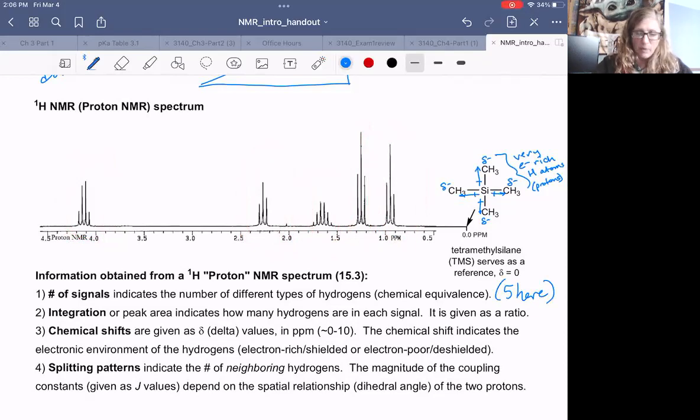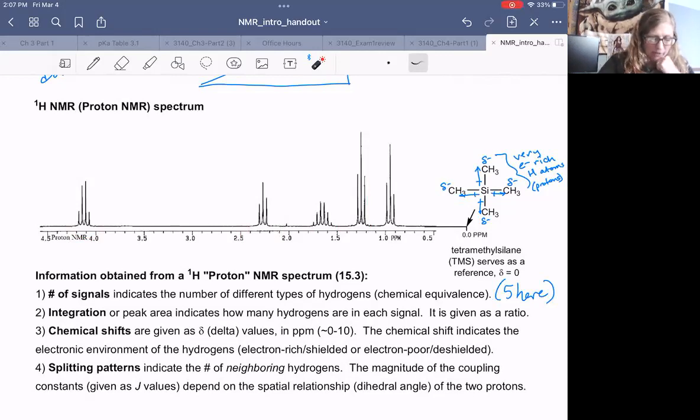One other thing we can look at is the integration. The integration is the area under each peak. The instrument is going to measure the area under these 4 peaks and add them up, and that peak area is called the integration. It tells us how many hydrogens are in each signal, and so it's going to be given as a ratio. So is there 1 H of that type, or 2 hydrogens, or 3, and so on.